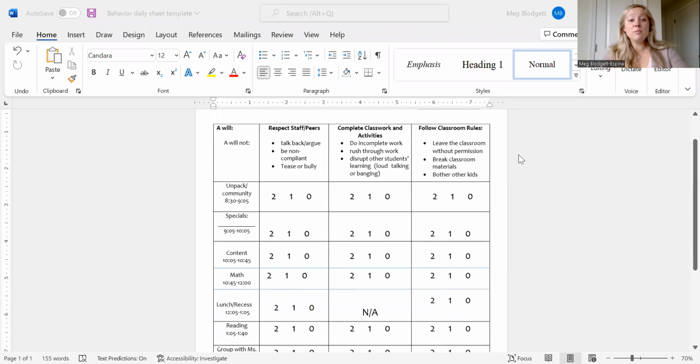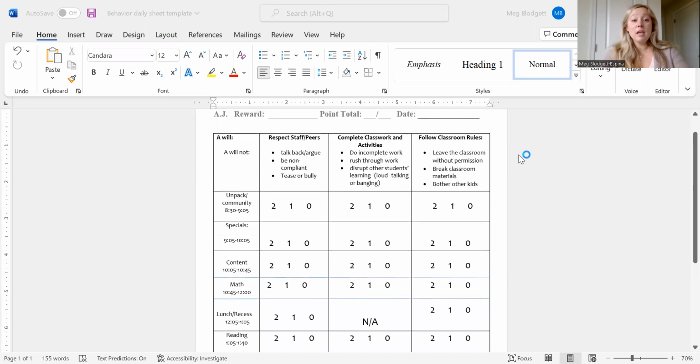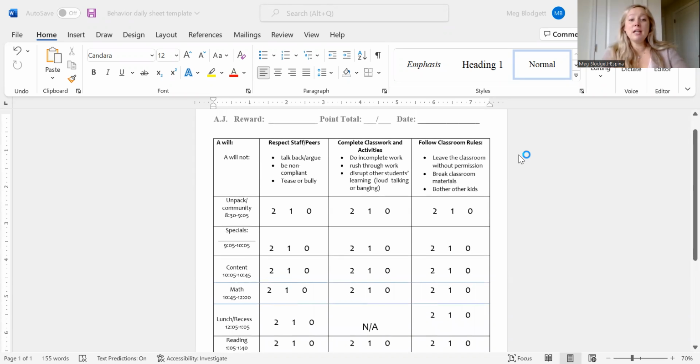I'm going to bring up a couple of examples that I've done for students in the past. Their names have been changed for their privacy. So for this student, this was one that I used in the classroom. And this student had a tendency to talk back, be non-compliant, not want to complete her work, or just rush through the work, or leave the classroom without permission, so eloping.